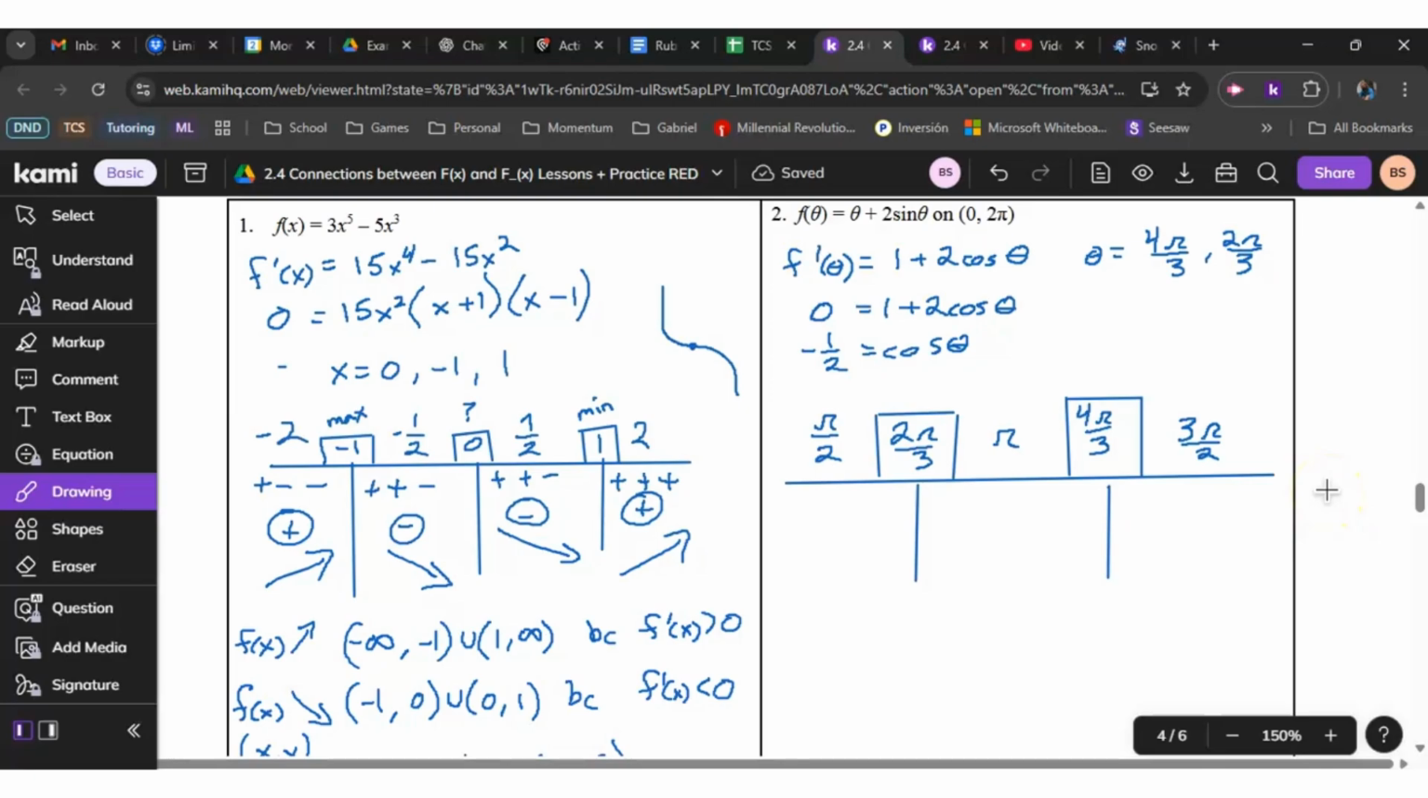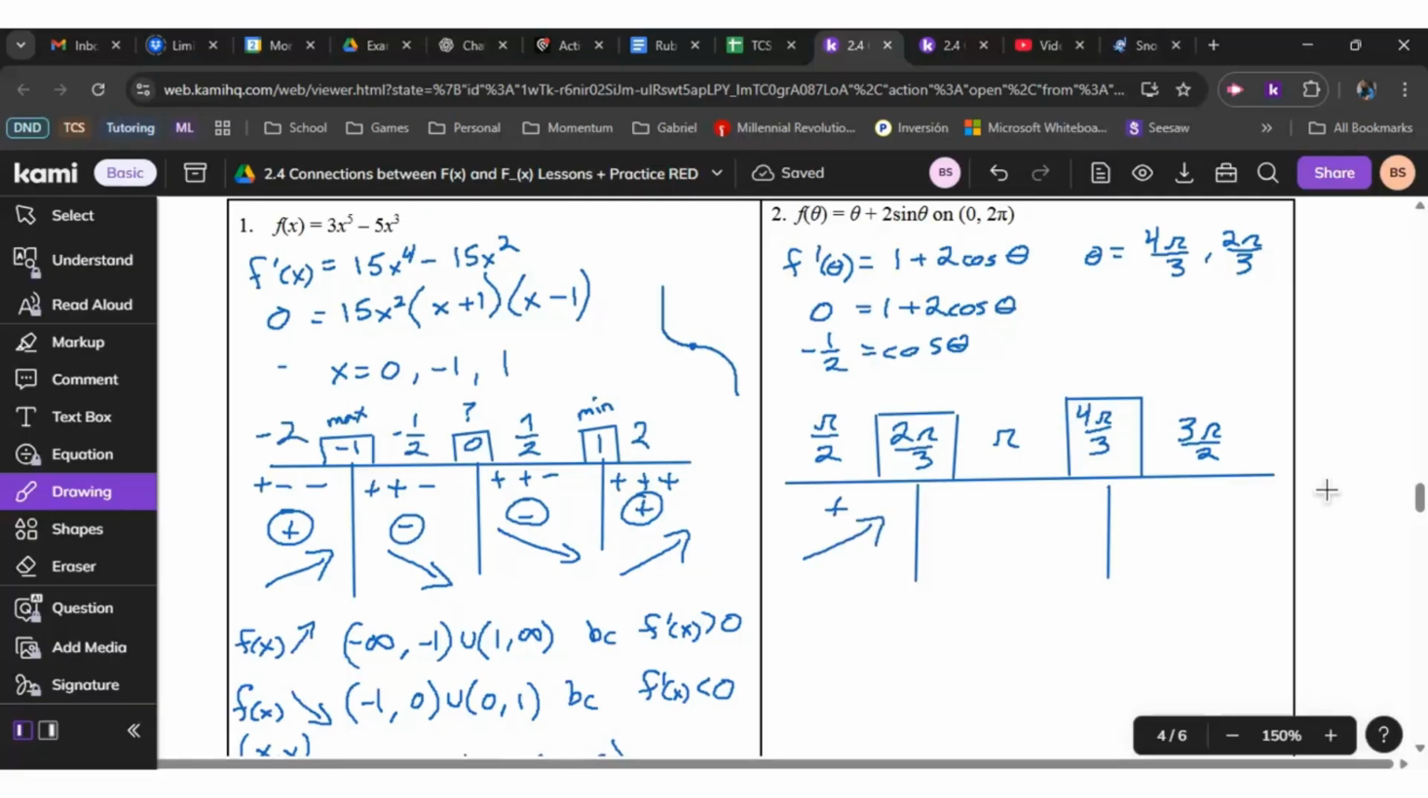How are we supposed to plug those values there? Like I discussed. Watch how easy it is. What is cosine of pi over 2? 0. 0 times 2 is 0, plus 1 is positive.